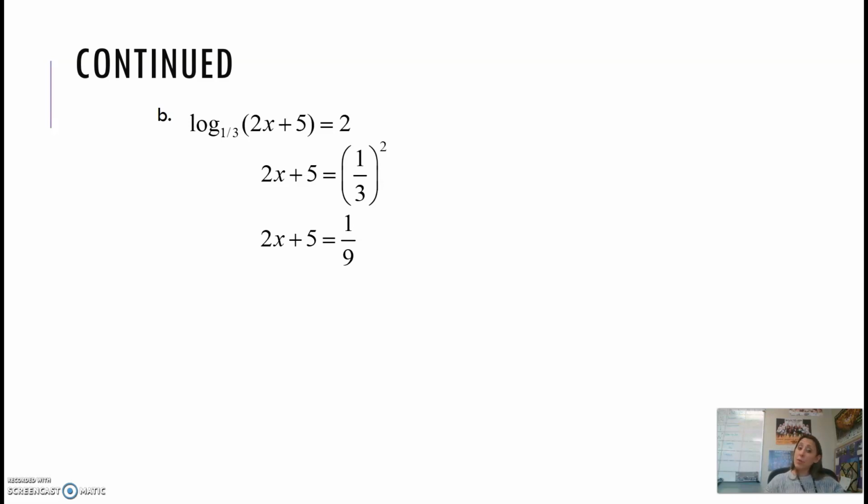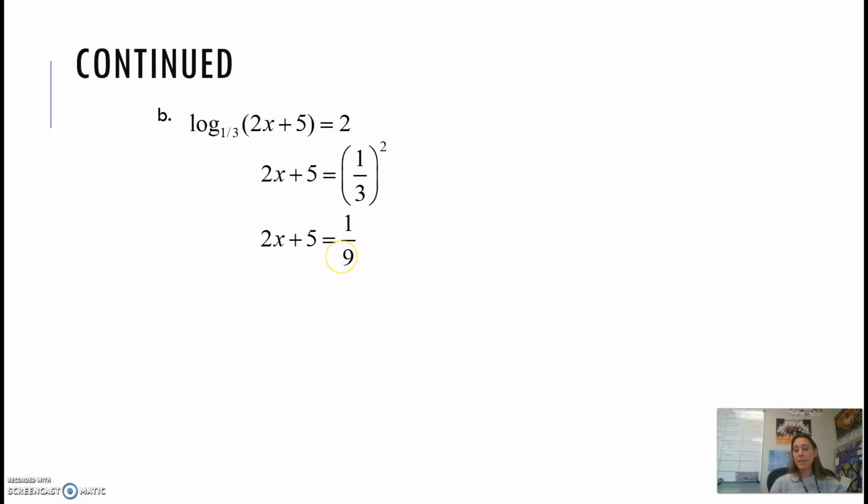Now there are a couple different ways you can solve this. One way is to subtract 5, get a common denominator, and then you'll end up with I think negative 44 over 9. You divide by 2, and then you have to find the common denominator, and then you'll have to simplify it. Or you can get rid of that fraction right away. You can multiply both sides by 9.